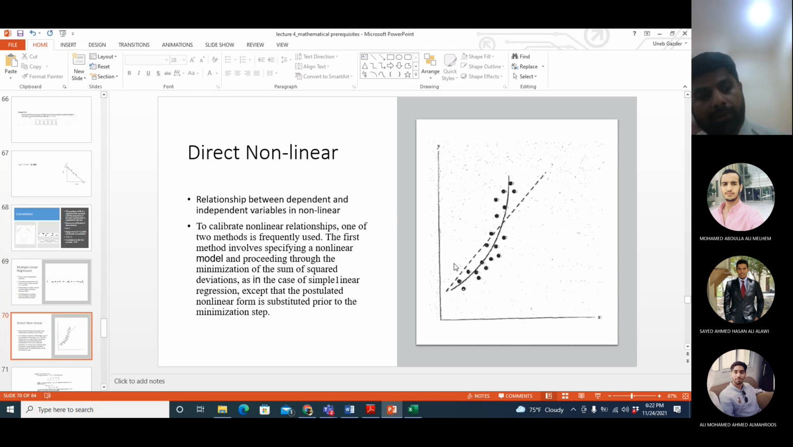Another type of regression can be direct nonlinear. Then the equation will be nonlinear. Instead of x, you will have x squared and so on, these terms. There are different ways in which we can develop nonlinear models. We will come back to it later on. But keep in mind, you can have simple linear regression, multiple linear regression, or you can have non-linear regression.